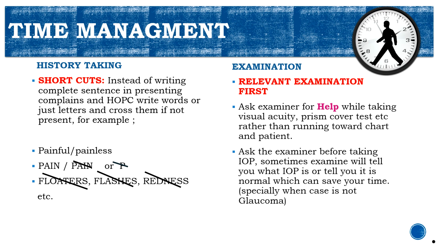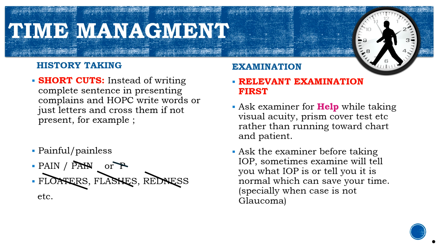One of the reasons most candidates fail is not their lack of knowledge, but lack of time management. I will give you some tips by which you can save your precious time. In history taking, instead of writing complete sentences, you can just write words or letters and cross them if they are not present. For example, if you have to write painless, just write pain and cross it. Similarly, floaters, flashes, redness, you can write it and then cross it.